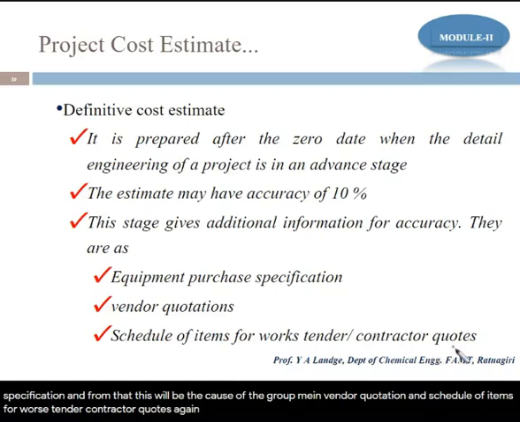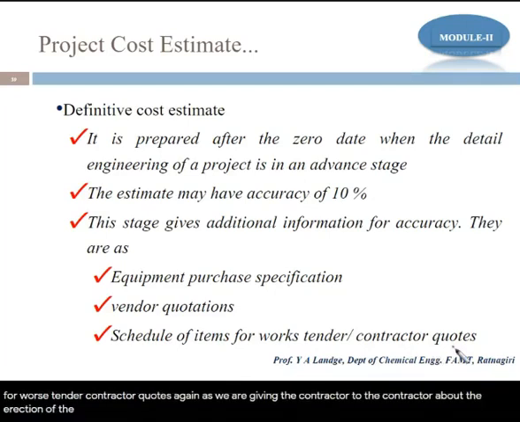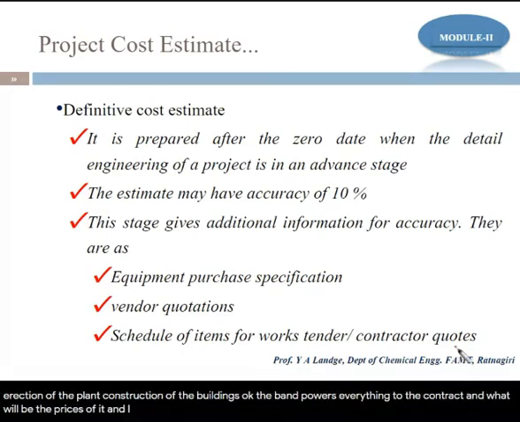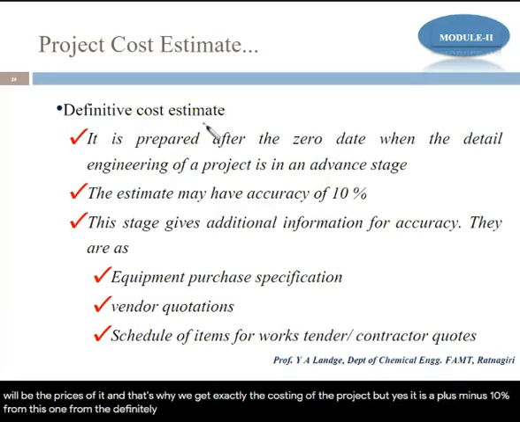Now again, as we are giving the contract to the contractor about the erection of the plant, construction of the buildings, the manpower, everything, they quote what will be the prices of it. That's why we get exactly the costing of the project. But yes, it is plus minus 10% from the definitive cost estimate.